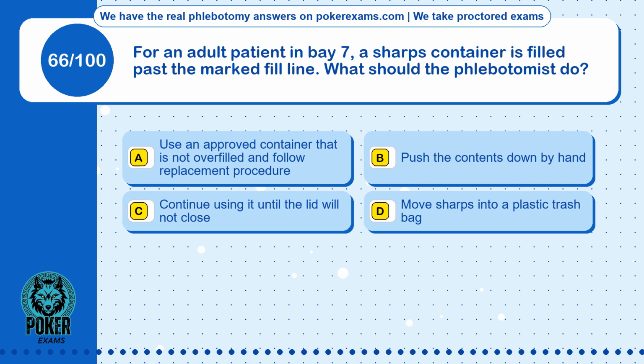Question 66. For an adult patient in Bay 7, a sharps container is filled past the marked fill line. What should the phlebotomist do? Option A, use an approved container that is not overfilled and follow replacement procedure. Option B, push the contents down by hand. Option C, continue using it until the lid will not close. Option D, move sharps into a plastic trash bag.